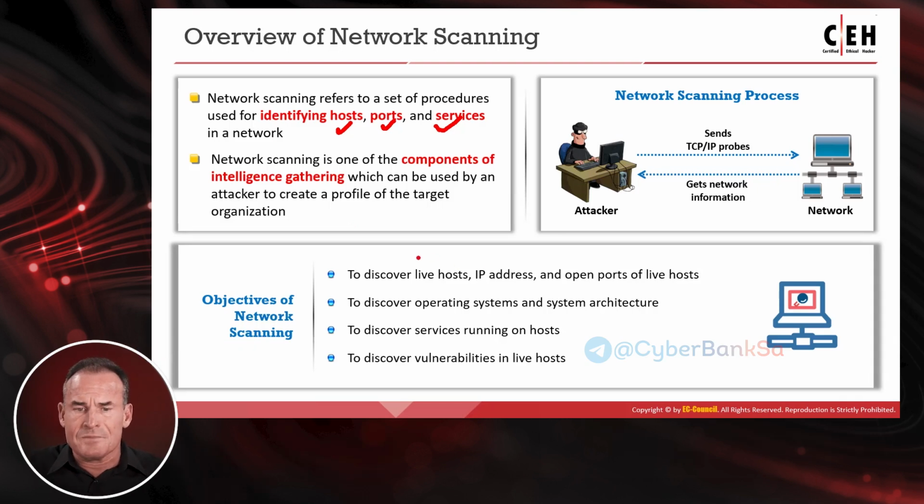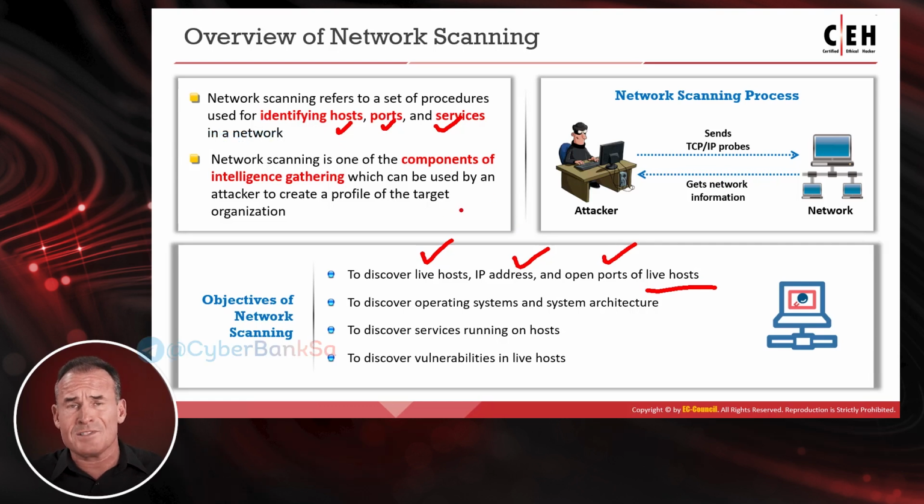The objectives: to discover live hosts, IP addresses, and open ports of live hosts. So first order of business is to figure out who's live and who's not live, and we're going to base that typically on a network sweep or a scanning range that we're going to use from the previous module's information, the footprint and recon, for the range of IPs to scan. So we're leveraging information retrieved in the previous phase to further explore in phase 2.